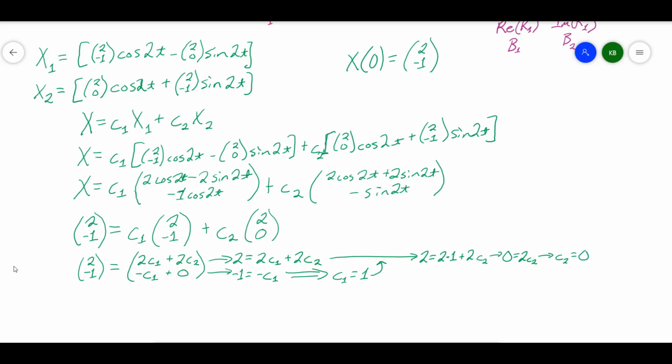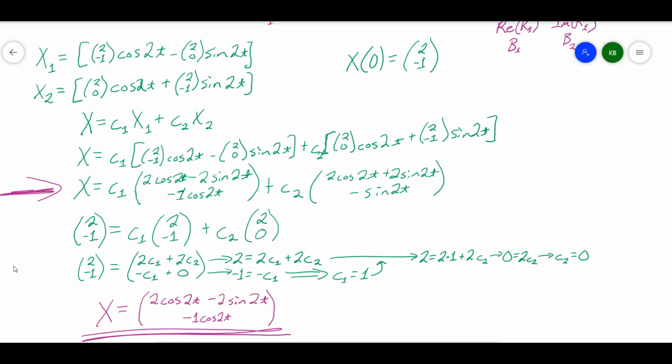So now I plug c1 and c2 back into the solution that I had. I'm going to go with this cleanest version of the solution that we had to work with. So I'll plug it in. I have x equals c1 is 1, so I don't have to write it, 2 cosine of 2t minus 2 sine of 2t. And my second entry is negative 1 cosine of 2t. And then since c2 is 0, it zeroes out that second vector. So this is the entirety of my solution to my differential equation.